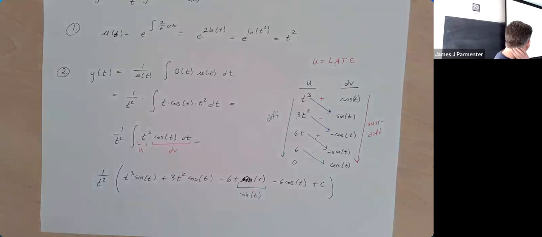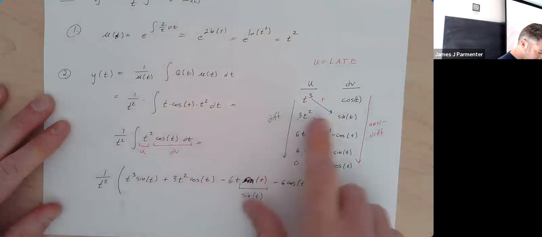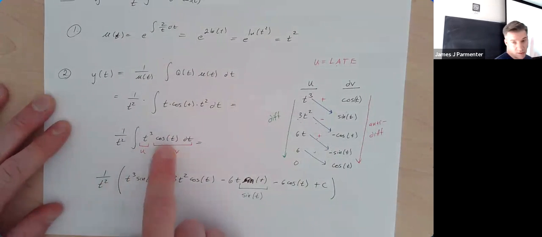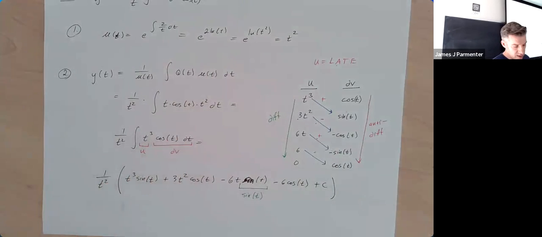Okay. So if you encounter something like that where it's t to a relatively large power times cosine or sine or e to the t, then you can do this. You don't have to, but you can, and I would.